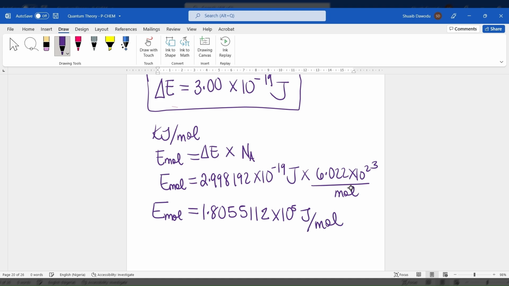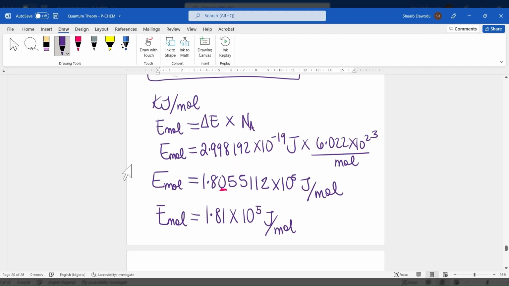So again, we already know our final answer is going to be in three sig figs. So you have that here. So E mole is just simply going to equal 1.81 times 10 raised to the power of 5 joule per mole.